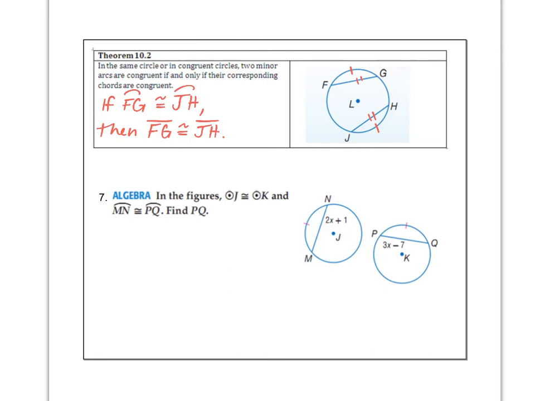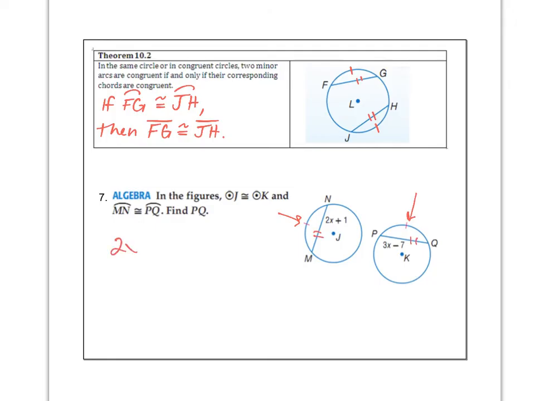Take a look at number 7. In the figures, circle J is congruent to circle K. So these two circles are the same size, and you can see that their arcs are congruent because they have these little tick marks on them, which means they're the same length. So if the arcs are the same length, then they want us to find PQ. Well, the chords will also be the same length.